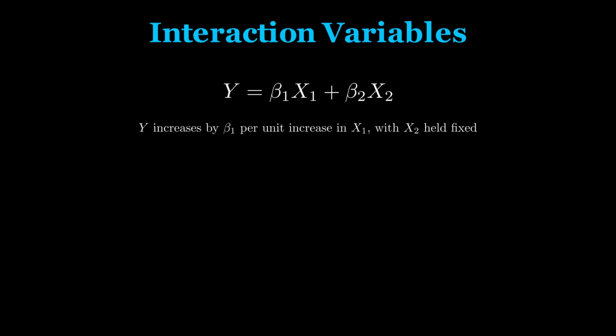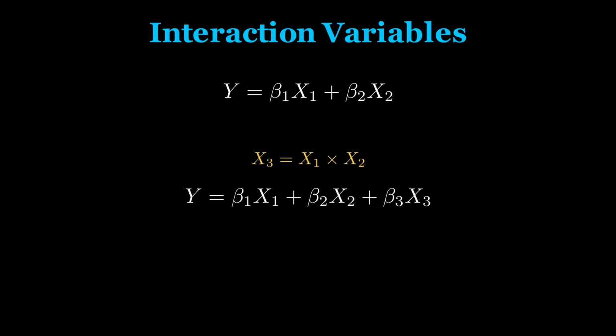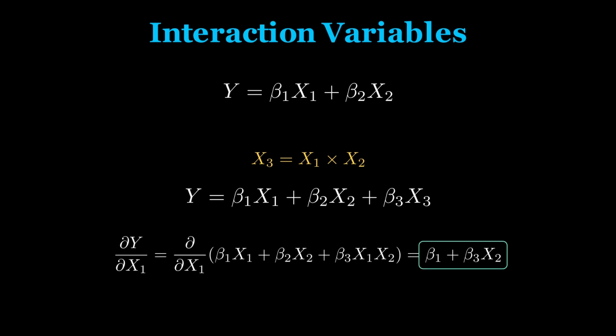Let's see what happens when those inputs interact with each other. Consider the model y equals beta 1 x1 plus beta 2 x2. Here, we expect y to increase by beta 1 per unit increase in x1, with x2 held fixed. However, the marginal rate of increase in y might differ for high values of x2 compared to low values. To capture this, we can create an interaction variable, x3, equal to x1 times x2, and add it to the model with its own coefficient, beta 3. Taking the partial derivative of y with respect to x1, we get beta 1 plus beta 3 x2. The rate of change of y with respect to x1 is now a function of x2. That is the interaction effect.